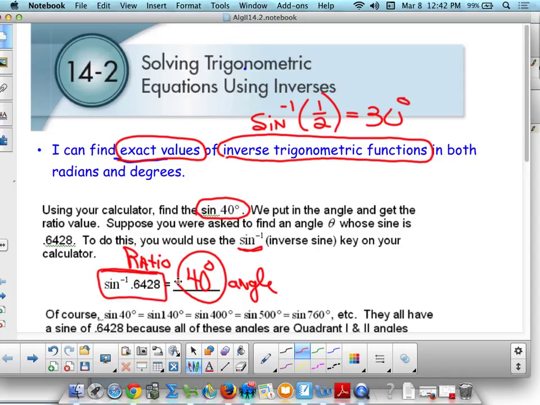So here's what sine is. When you punch in positive ratios, you're in what quadrant? The first. Quadrant 1. If you punch in negative 0.6428, you're going to be in quadrant 4. So inverse sine is defined positive ratios up here, negative ratios down here. So 1 for positive, 4 for negative. Okay? So that is where I'm going next.